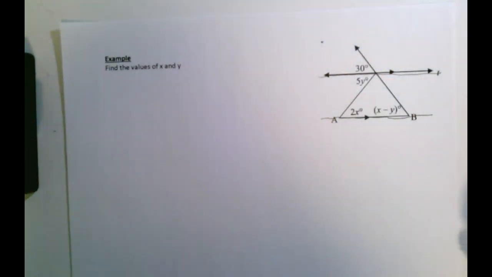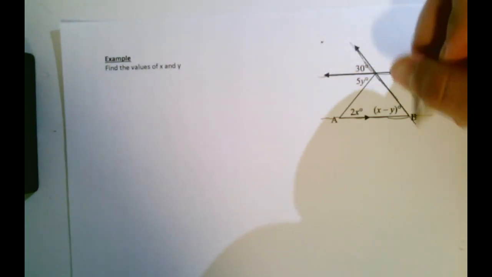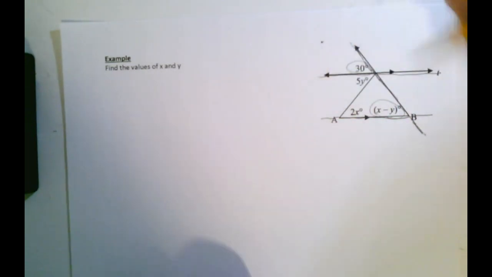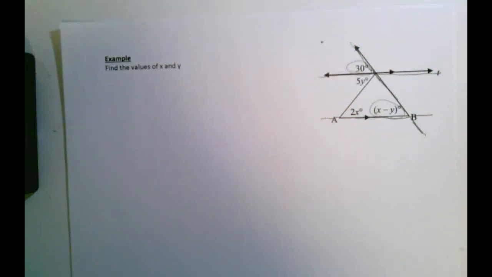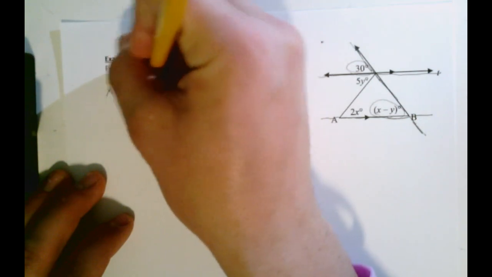And what you'll notice is I have a transversal right here. So the first thing I'm going to see is that this and this are going to be corresponding angles. In this instance, corresponding angles are going to be congruent, so I could say things like x minus y is equal to 30.